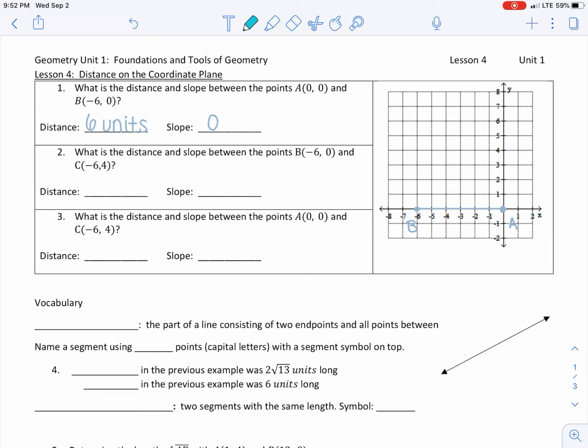For 2, we're still at point B, and this time we're going from point B to point C, which is at negative 6, comma 4. So I'm going to be here and I'm going to label that point C. With this, again, we're finding the distance. And since this is a vertical line, we can just count from B to C or C to B, either way. So we're going to say 1, 2, 3, 4 units. Okay, so our distance from B to C is 4 units.